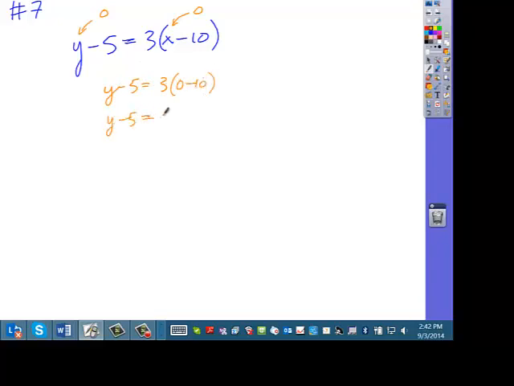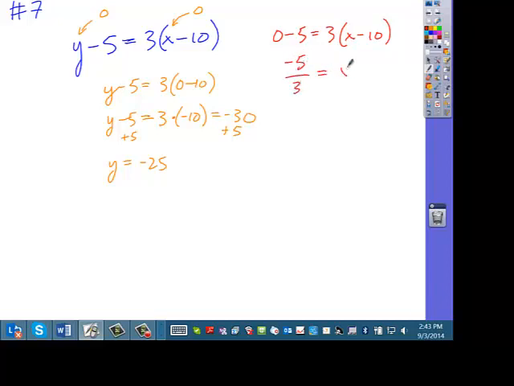Y minus 5 equals 3 times negative 10. Add 5. Y is negative 25. So that's the y-intercept. The x-intercept occurs when y is 0. So we would have 0 minus 5. So now we're solving for x, and adding 10. Okay, and I like working in fractions here. So this is 0. I have x equals, this is negative 5/3 plus 10.